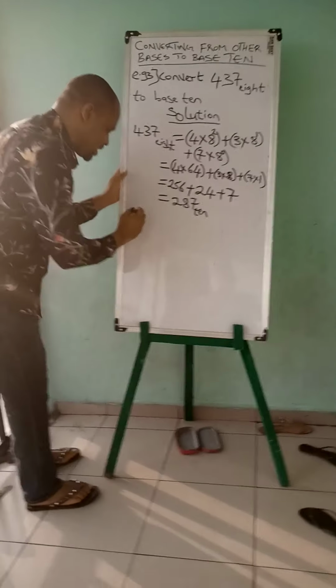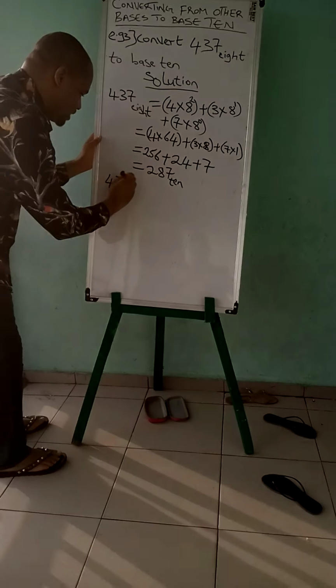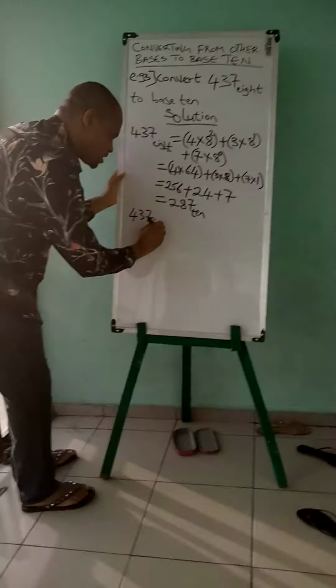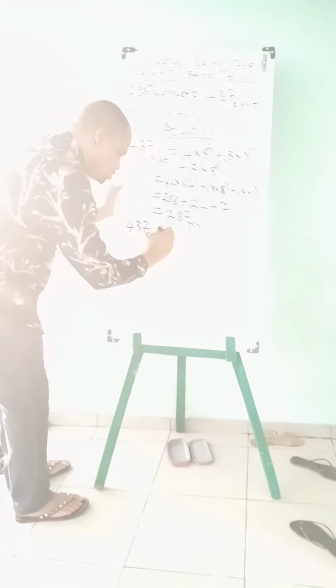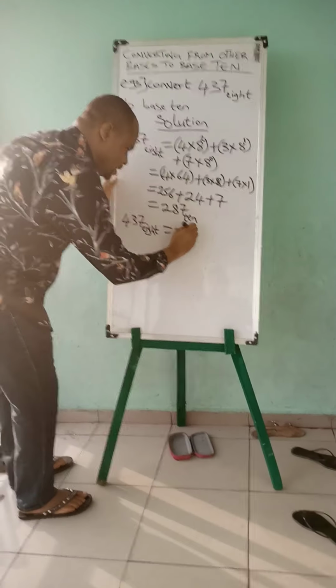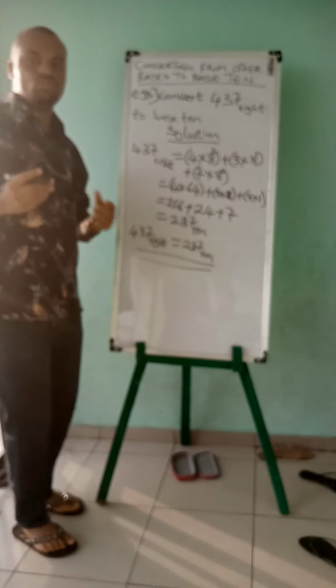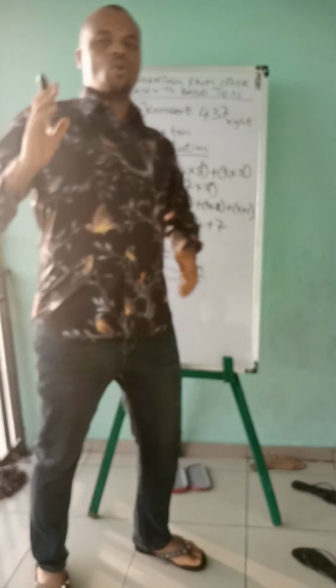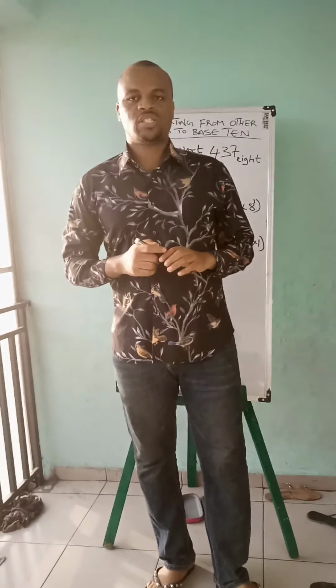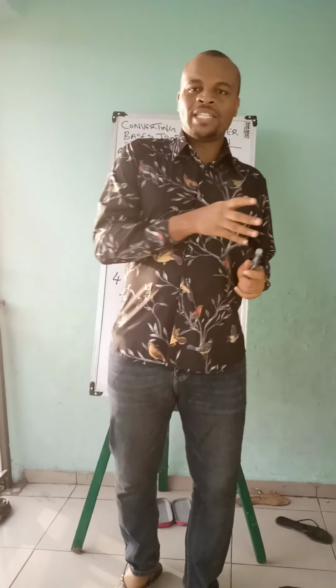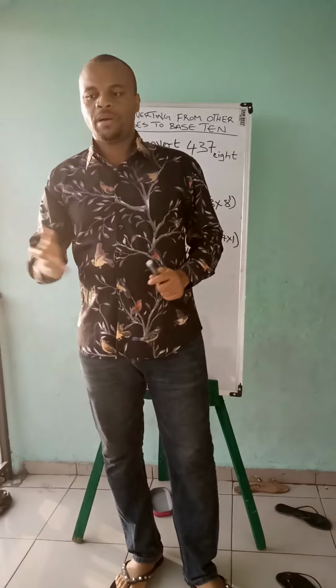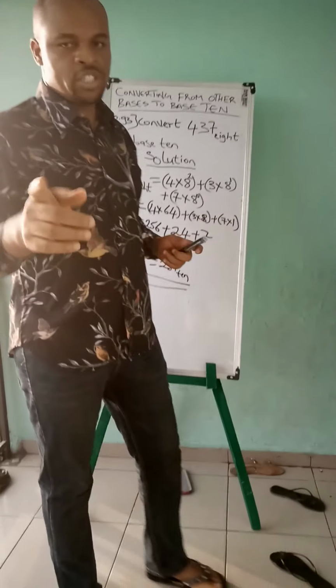So we've converted 437 in base 8 to 287 in base 10. That is the solution. So with this, I'm sure you've understood how to convert from one number base to base 10. In our next lesson, we are going to see how to convert from one number base to another number base. Thank you very much. Stop the video.